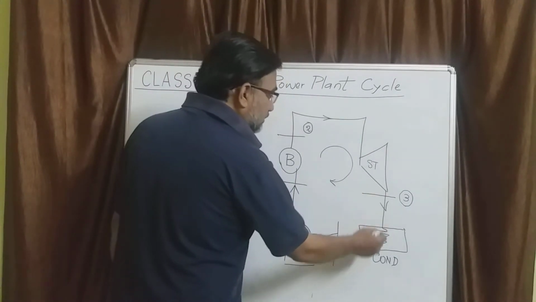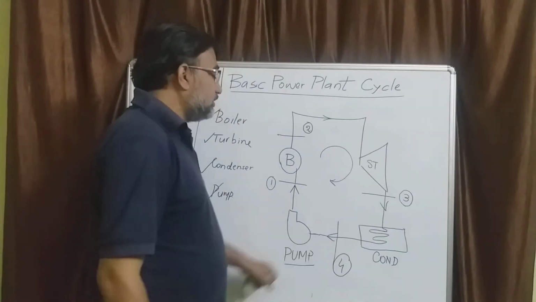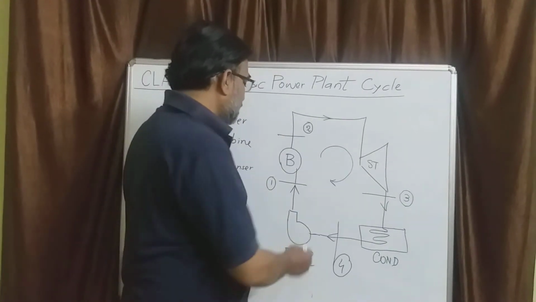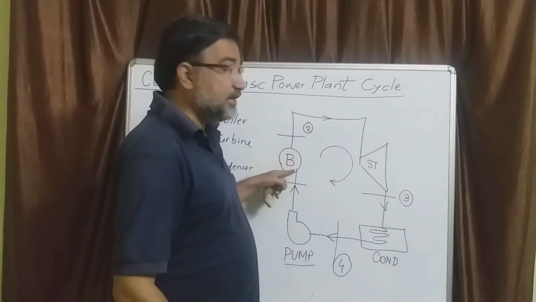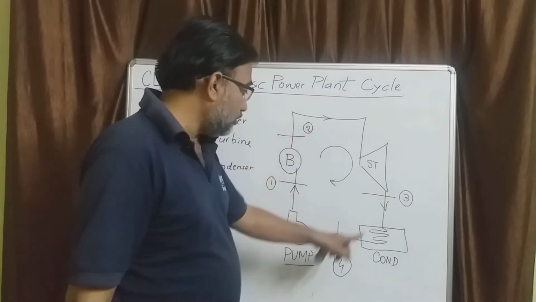Then when it enters the condenser, it is 3. When it comes out, it is 4. With condition 4, it will enter the pump. In the pump, when it comes out, it is ready for being fed to the boiler. So it is 1. So there are 4 state points.